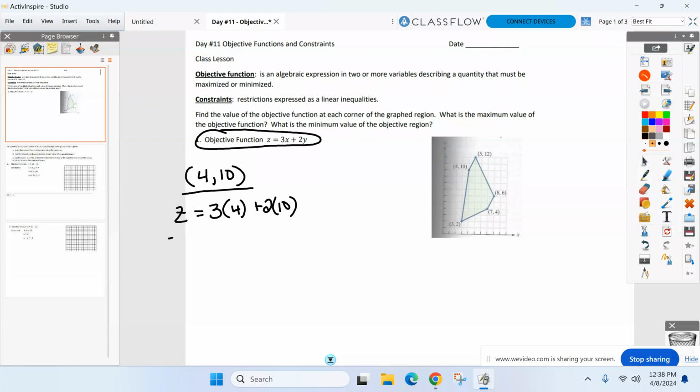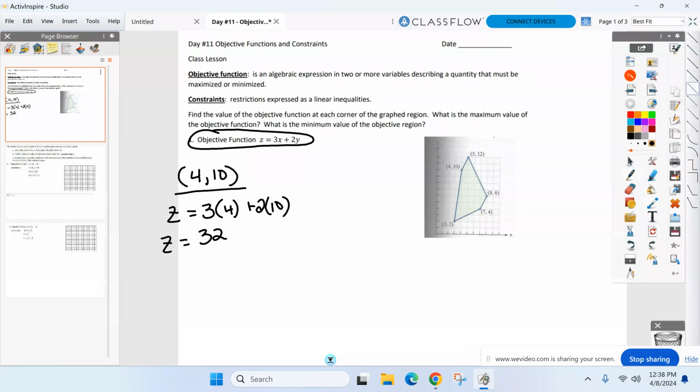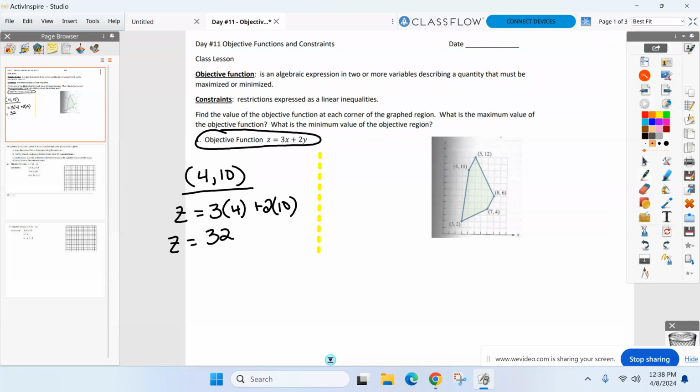I want to find the pair that gives us the maximum and the minimum according to the directions. So what do we got here? 32? All right, 32. Keep going, because it looks like I have 5 points total. What do you want to plug in next? I got 4, 10. What else you want to plug in here? We got to plug them all in. 8, 6 it is.